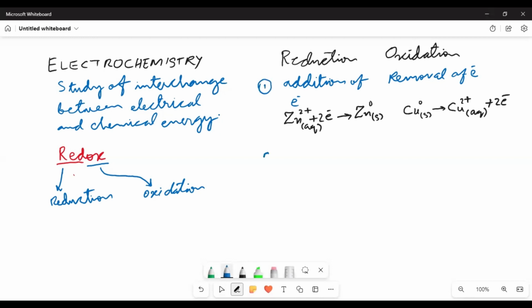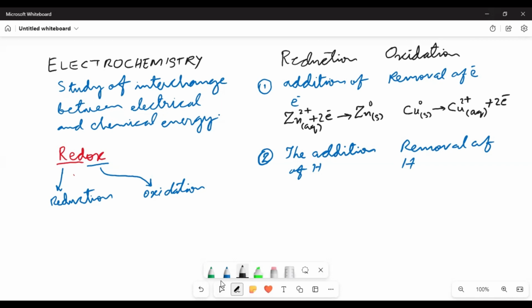And here there is another definition of redox reaction. Reduction is the addition of hydrogen, and oxidation is the removal of hydrogen. We can take its example as well.